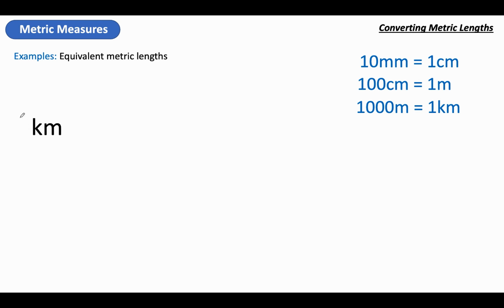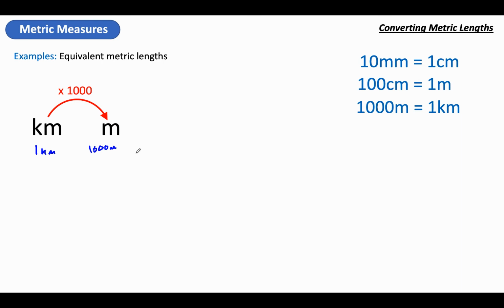Let's say I've got 1 kilometer and I want to turn it into meters. So look, I'm going to have 1 kilometer there, and I want to write that down in meters. Well, look, 1 kilometer equals 1,000 meters. So if I'm going from kilometers to meters, I need to times it by 1,000, because for every kilometer, I get 1,000 meters. So I just times it by 1,000, right?